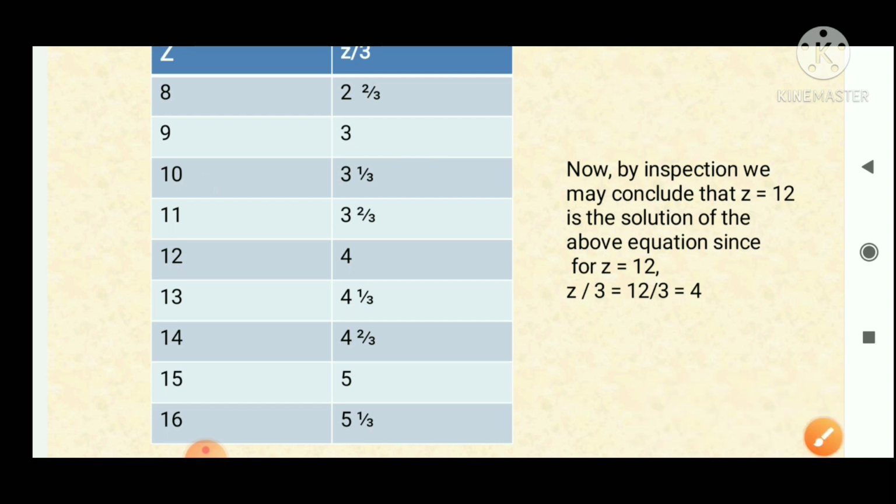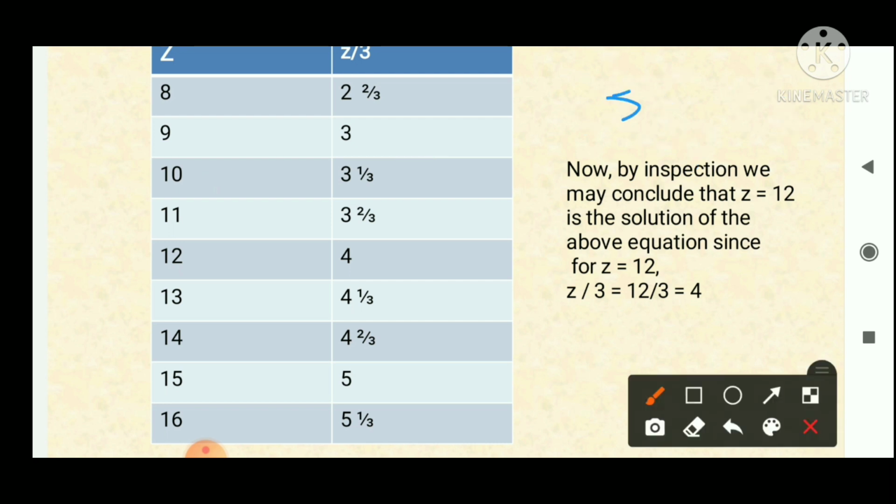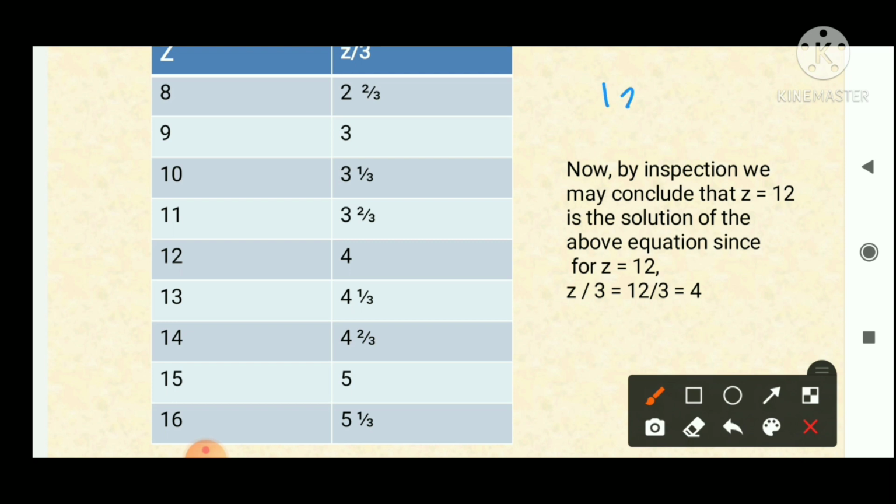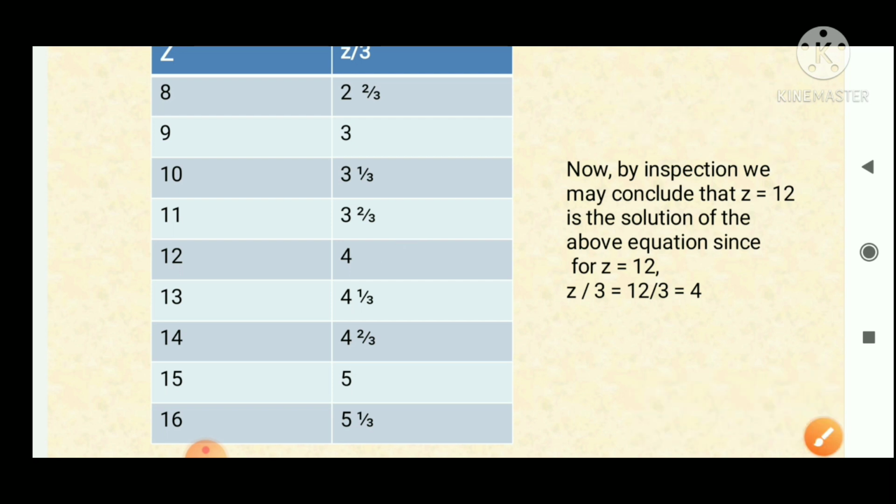If we put value of z is equal to 11, we divide 11 by 3, we get 3 3s are 9. So we get quotient 3 at whole number place, remainder 2 at numerator place, and divisor 3 at denominator place. So we get 3 2 upon 3. Now if we take value of z is equal to 12, 12 upon 3 means dividing 12 by 3, we get 3 4s are 12. We get quotient 4, so the answer is 4.